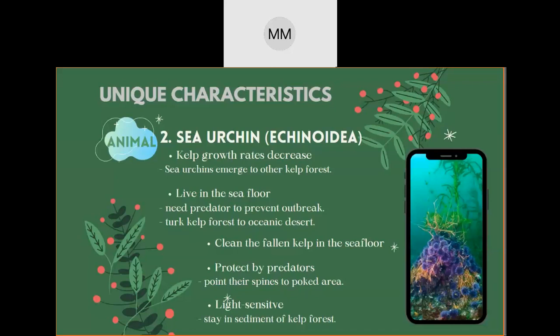Sea urchins can also protect themselves from other predators in kelp forests by pointing all their spines towards the area being poked when something sharp touches their shell. They are also light sensitive. Kelp forests help to cover sunlight from sea urchins in the sediment. Next is the dolphin.